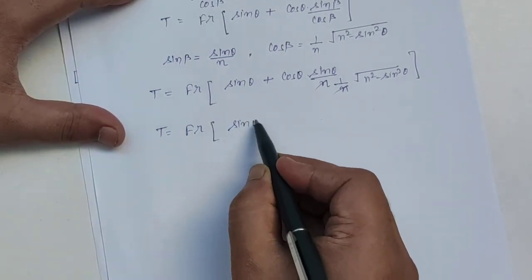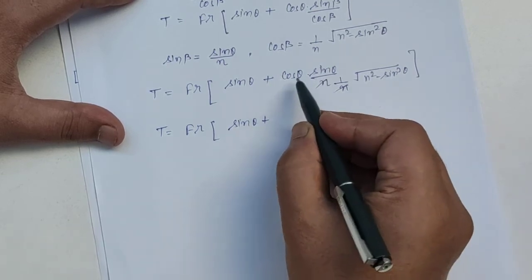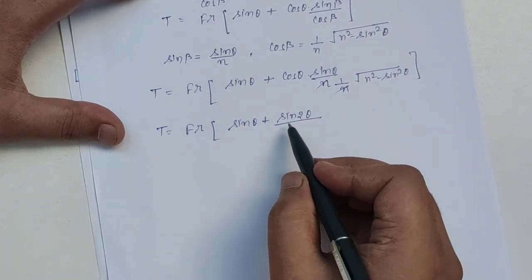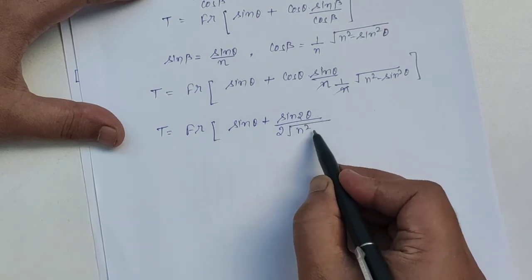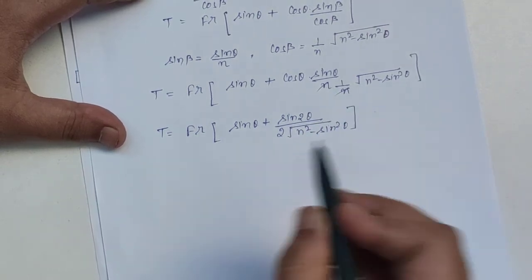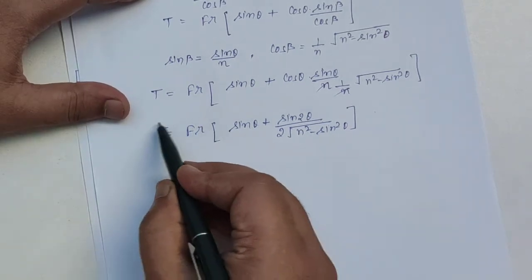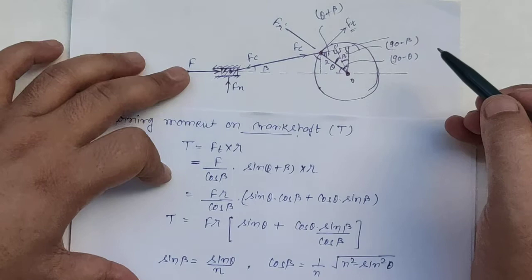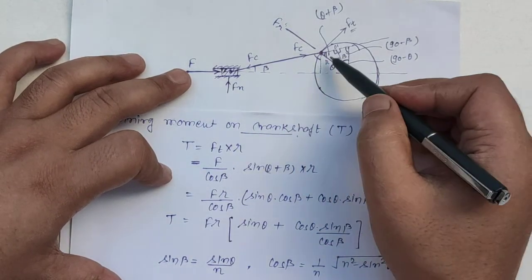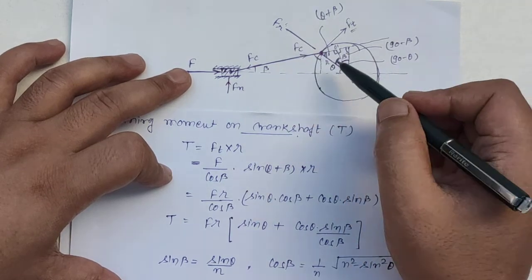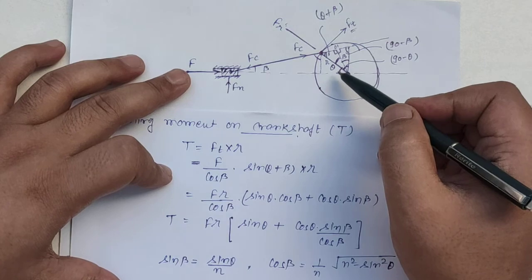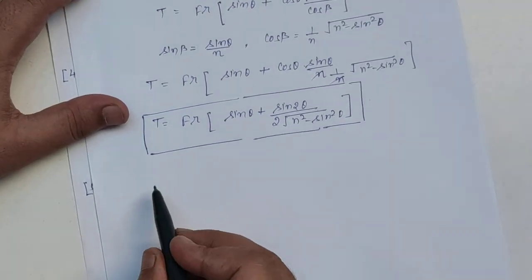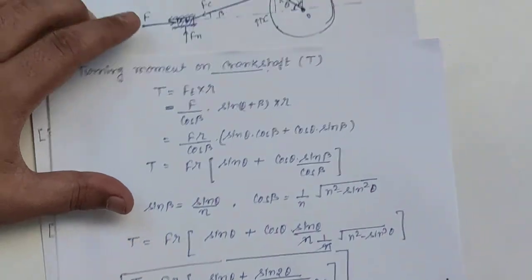F into R, sin theta plus, multiplying 2 above and below, 2 sin theta cos theta will be equal to sin 2 theta, divided by 2 under root of n square minus sin square theta. So this is the expression for the turning moment. Now in an actual situation, we know the crank effort, we know the length of the connecting rod L, the length of the crank R, and the angle of crank from inner dead center, IDC. So we have converted our equation in those terms.